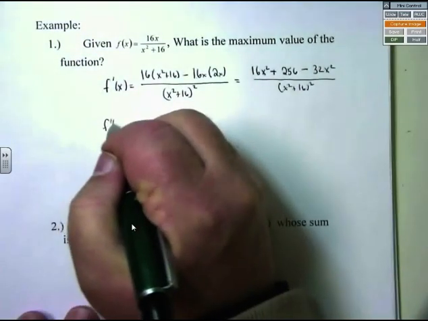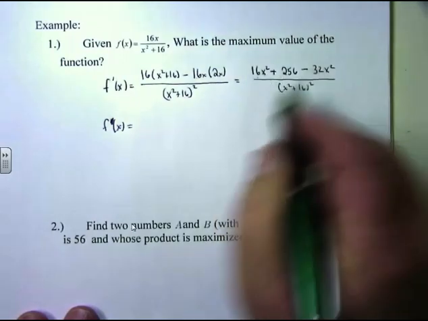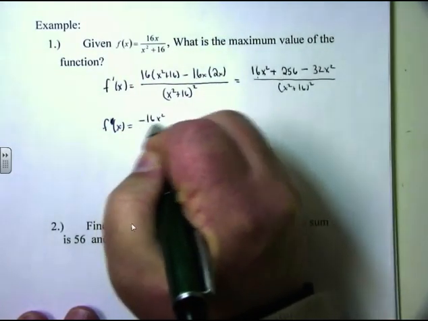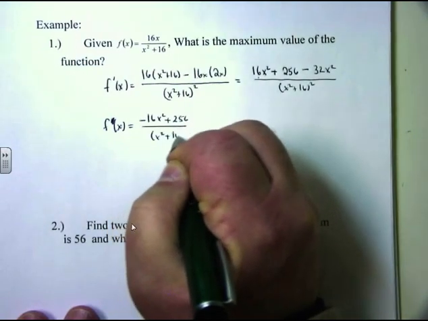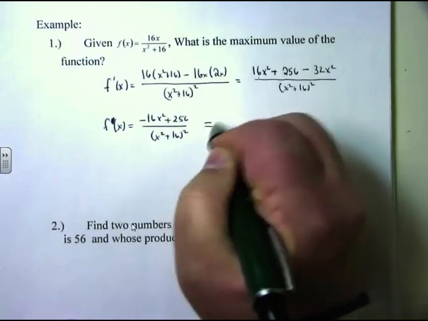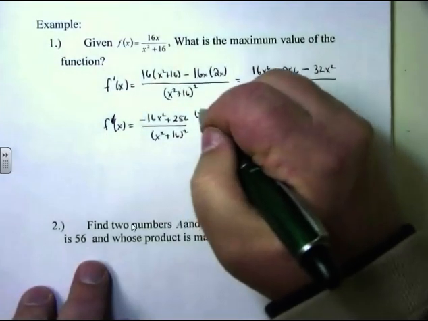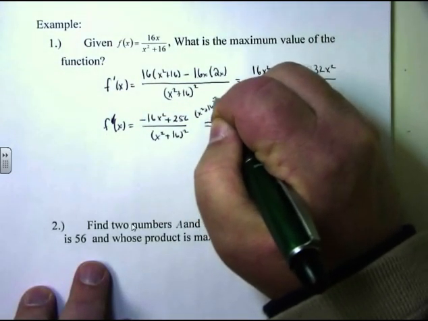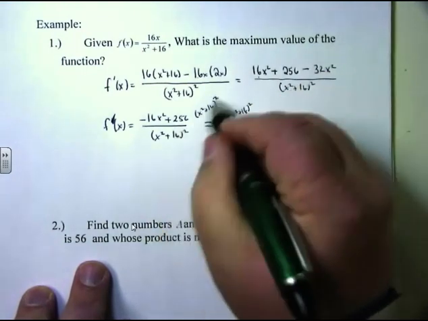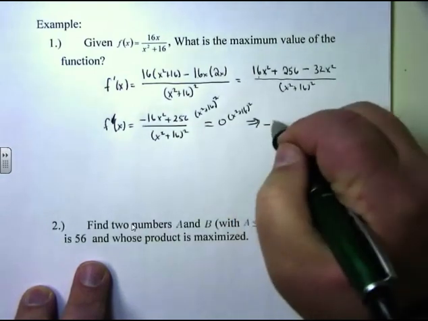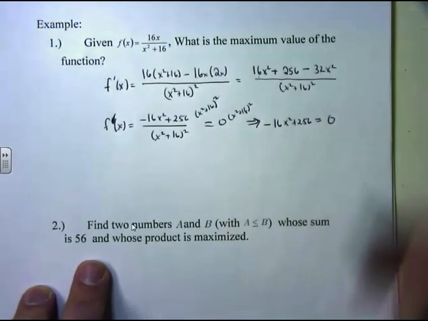That gives me my derivative to be equal to 16x squared minus 32x squared is minus 16x squared plus 256 divided by x squared plus 16 squared. I'm going to set my derivative equal to 0 and solve, by multiplying both sides by my common denominator, which is x squared plus 16 squared, on both sides. When I cancel, this cancels here, leaving me with negative 16x squared plus 256 is equal to 0, since 0 times anybody is 0.